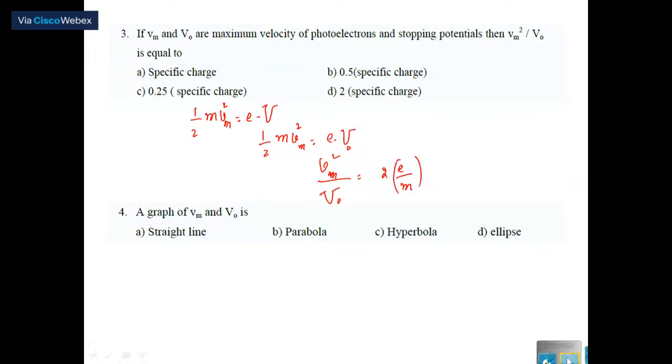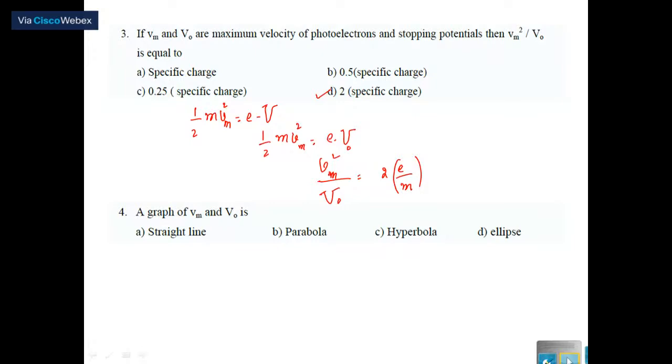And E by M, this ratio is called the specific charge. So 2 times the specific charge is the value of Vm square by V naught. Well, the next one, a graph of Vm and V naught.